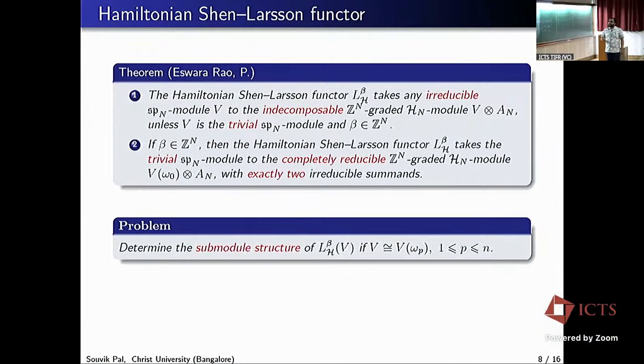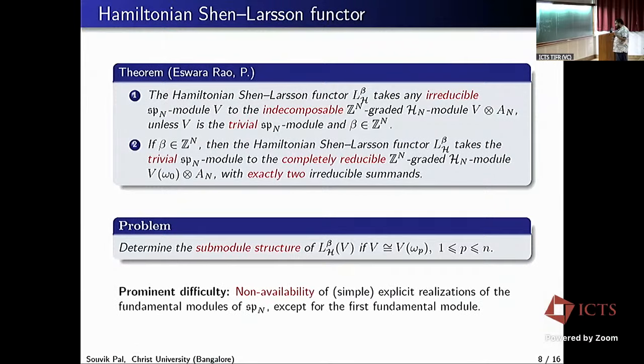To address the rest of the question, we need to understand the submodule structure for the fundamental representations. So when I take the functor, in the case of V omega P, with P lying between 1 to n, what will happen to this? That is what I want to understand. It is a very big problem. Professor Feigin has talked a lot about fundamental representations of SLN. For SLN, the advantage is that the fundamental representations are very explicit. They are just wedge products, a very nice explicit realization. Here the problem is that, except for the first fundamental representation, none of the realizations are very simple or explicit.